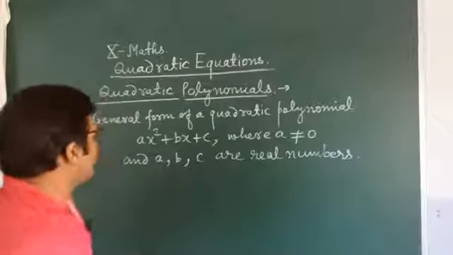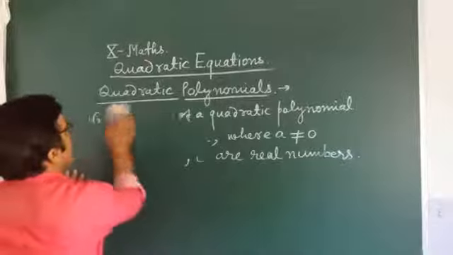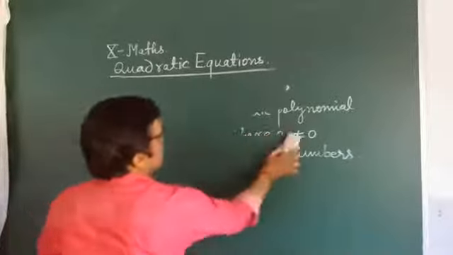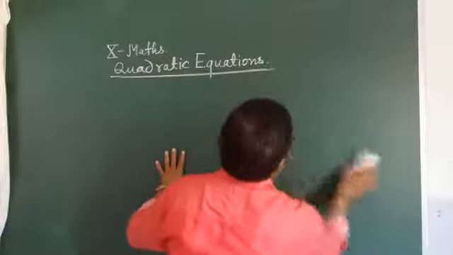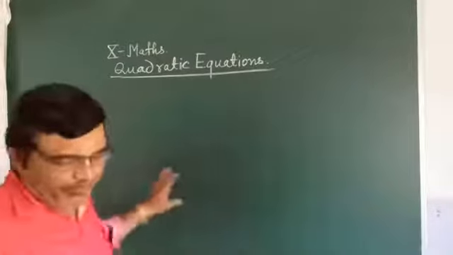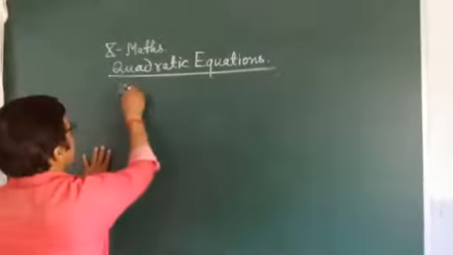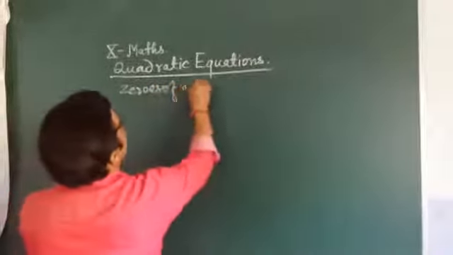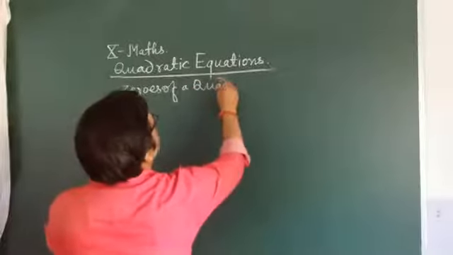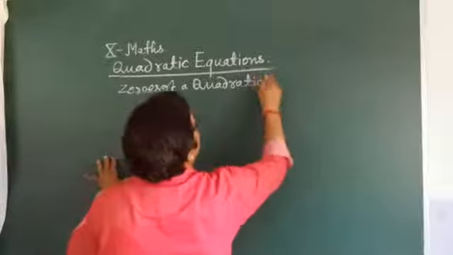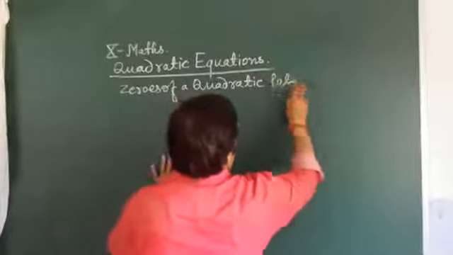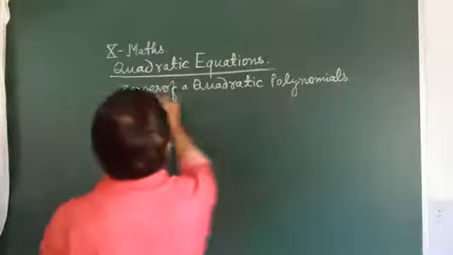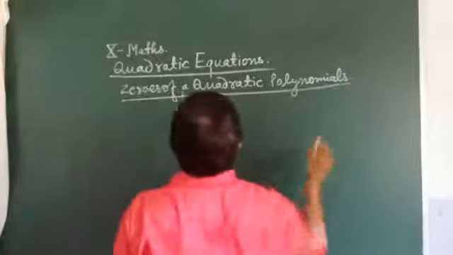Now we have the next topic of this chapter, zeros of a quadratic polynomial.